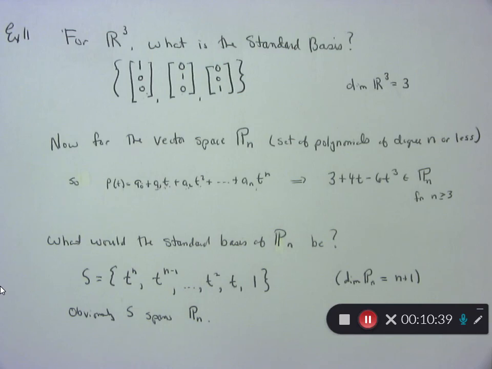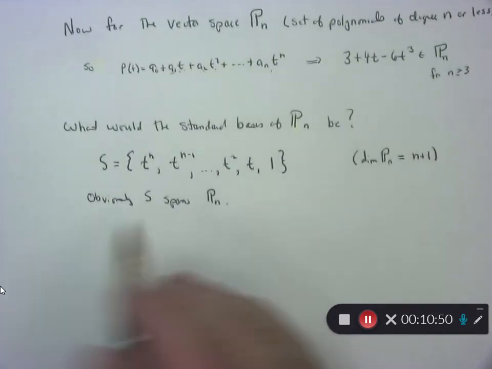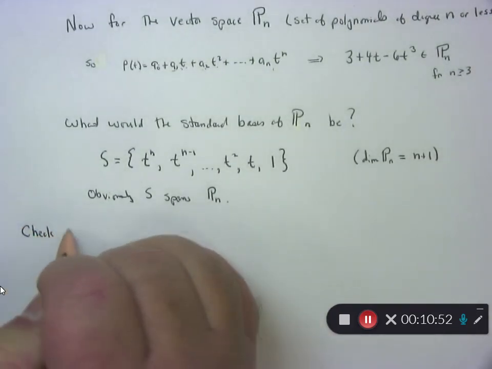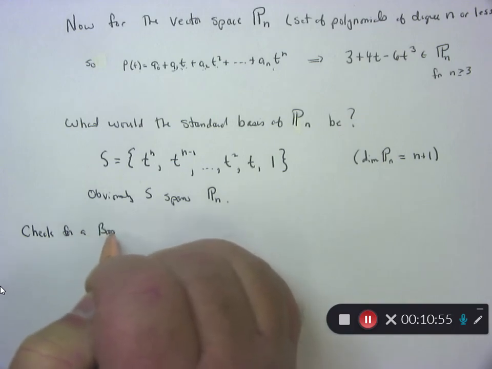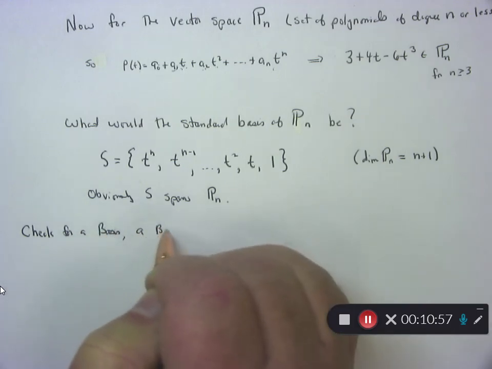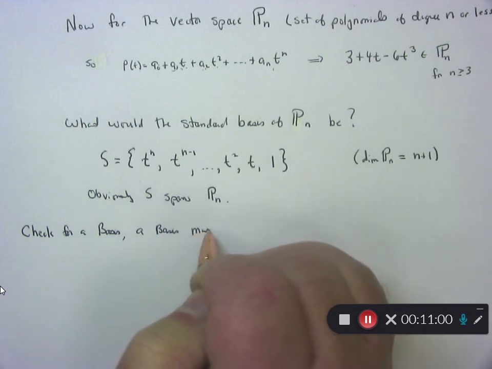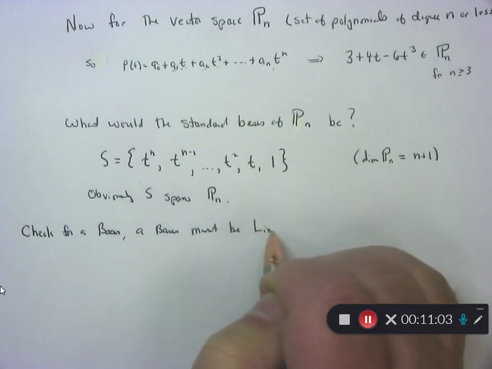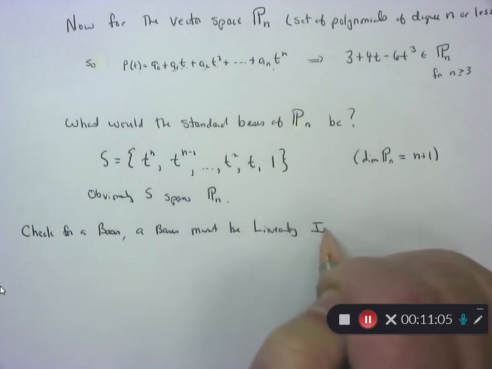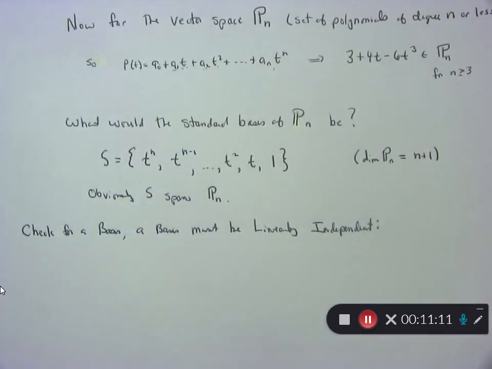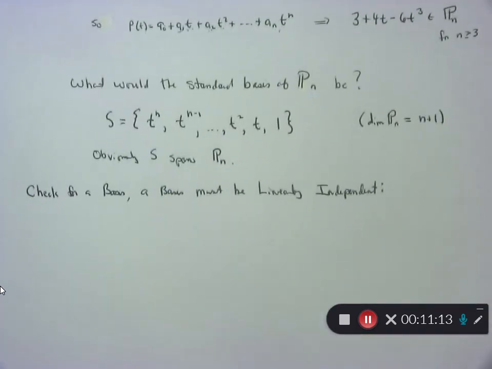So a natural concept is the dimension, which is the number of vectors in the basis, okay? So now, why is this guy a basis? How do I check for a basis? To check for a basis, it must be linearly what? Independent. Now, this is what I'm trying to drum into your head. How do I check for linear independence?